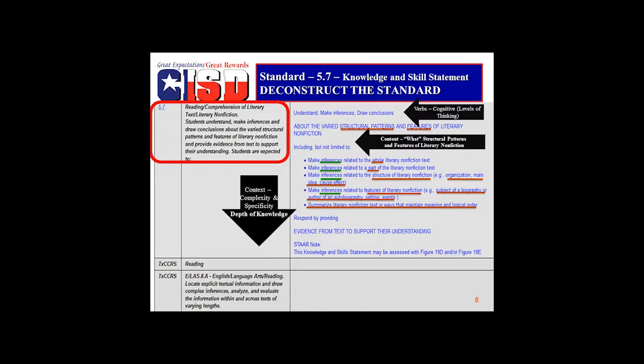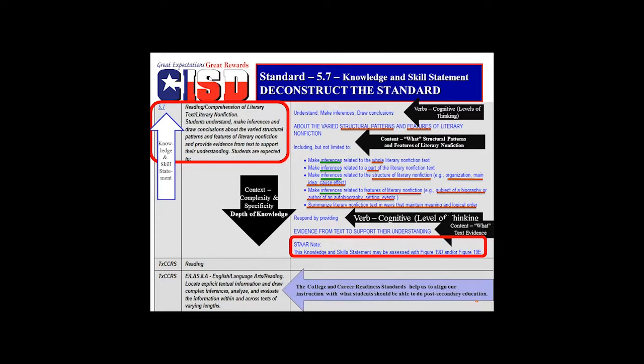And lastly, we have our context, that is our complexity and specificity, our depth of knowledge that students need to make these complex inferences. We see that they need to make inferences related to the whole text, part of the text, the structure of literary nonfiction, and the features of literary nonfiction. And they need to be able to summarize literary nonfiction text in ways that maintain meaning and logical order. They also need to respond to literary nonfiction by providing evidence to support their understanding.